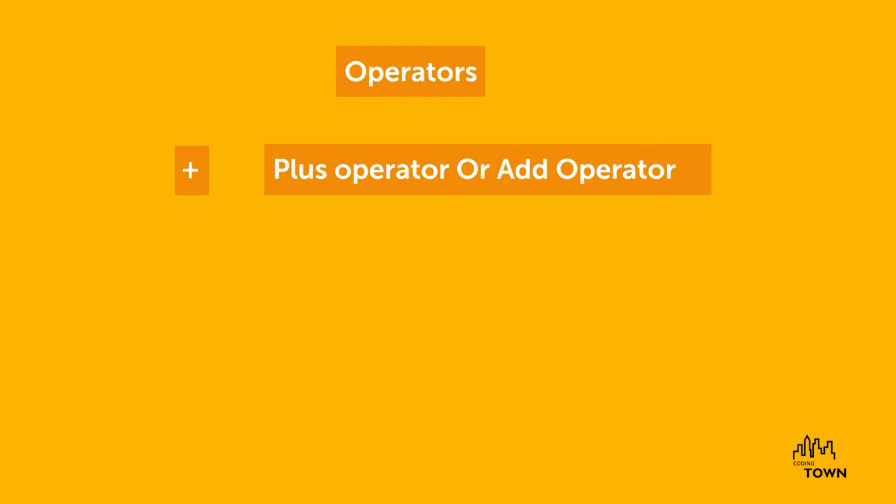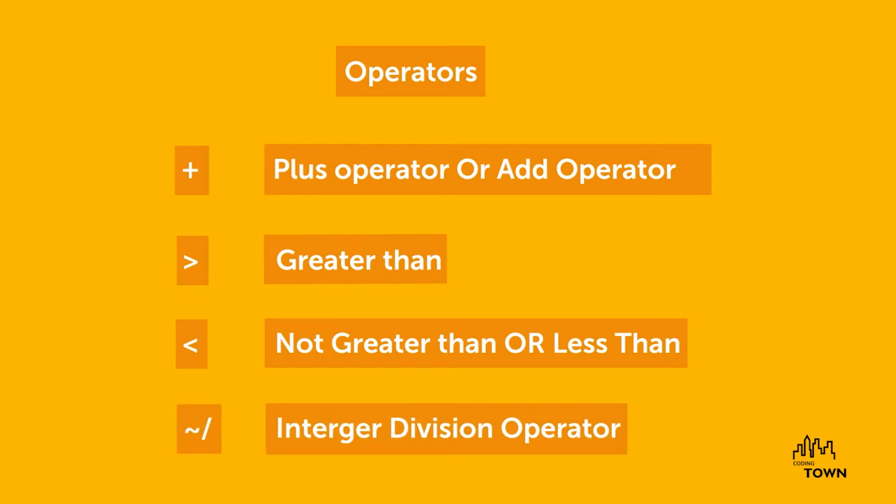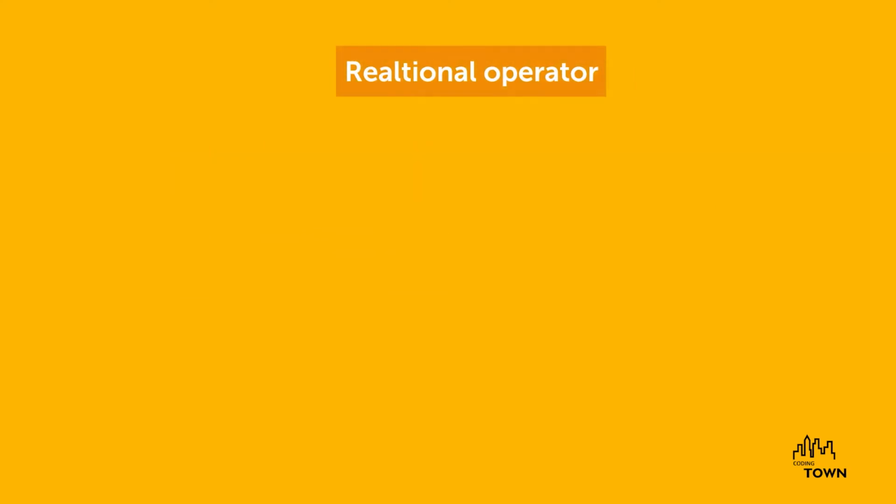So that is what operators are. Whenever you want to add 2 values, you can use a plus symbol, and whenever you want to compare 2 values to see which is greater or lesser, you can use the greater than or less than symbol. If you want to divide some values and get an integer value instead of a double value, you have to use ~/. This is what we call the integer division operator.